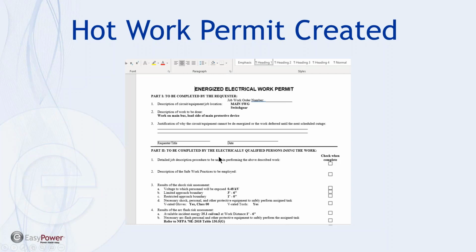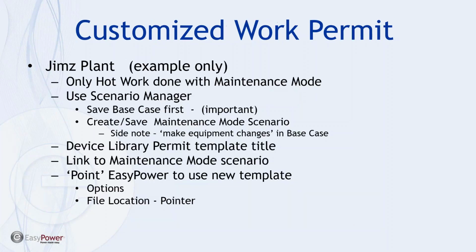As I jump into EasyPower, I'm going to walk through these steps in relatively quick order. But where I want to spend most of my time is on a customized work permit. The situation is, in our particular plant, we only want to do hot work under the auspices or protection of maintenance mode. So I'm going to use Scenario Manager to generate a scenario which is the setup for maintenance mode, and that's the basis for generating the hot work permit. And I'm going to make a couple of comments here about the Scenario Manager.